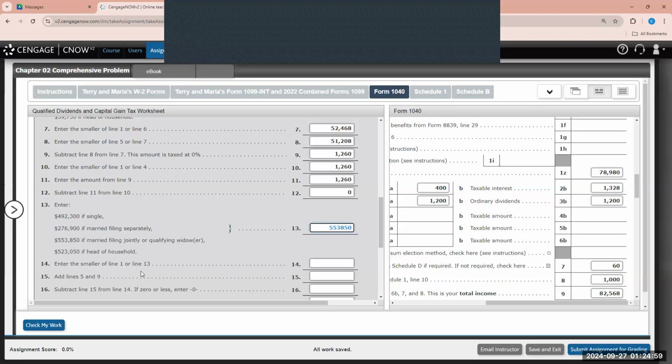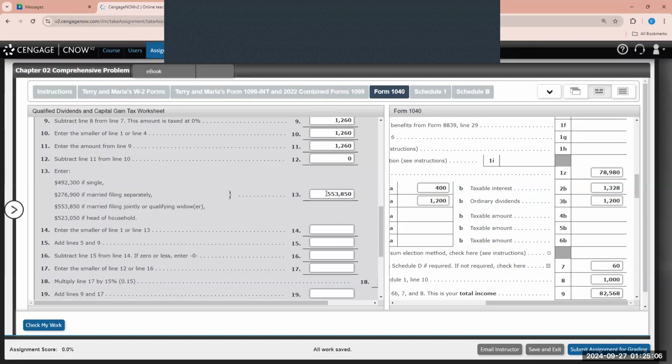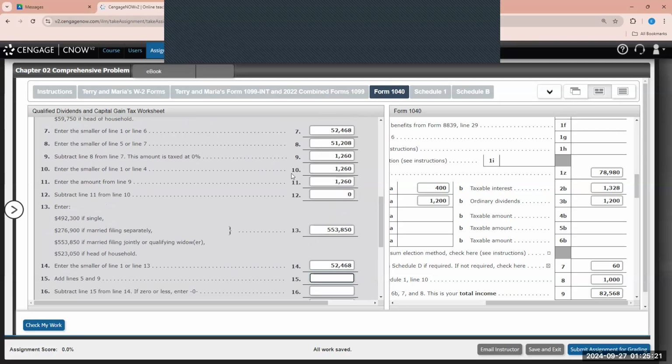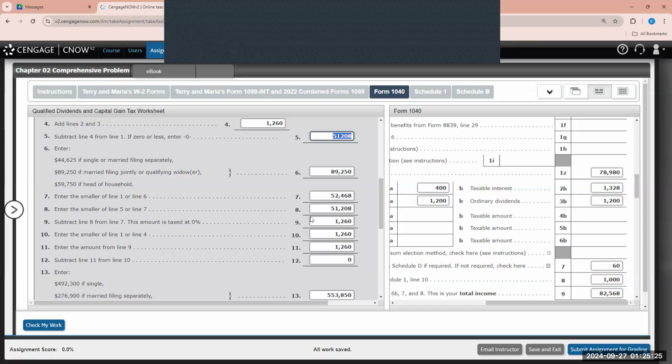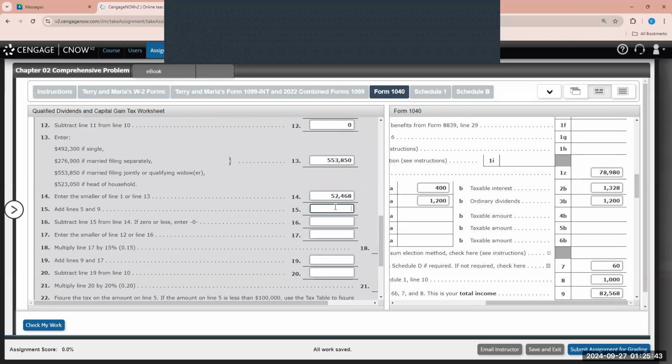Next, it asks us to enter the smaller of line 1 or line 13. So line 1 is 52,468 compared to 553,850. So 52,468. Our taxable income is the lesser of the two. Next, it asks us to add line 5 plus line 9. And again, when you're utilizing a tax software, it does all of this calculation for you. But this is to give you a better understanding of how these numbers are calculated. So that gives us a total of 52,468. Next, it asks us to subtract line 15 from line 14.